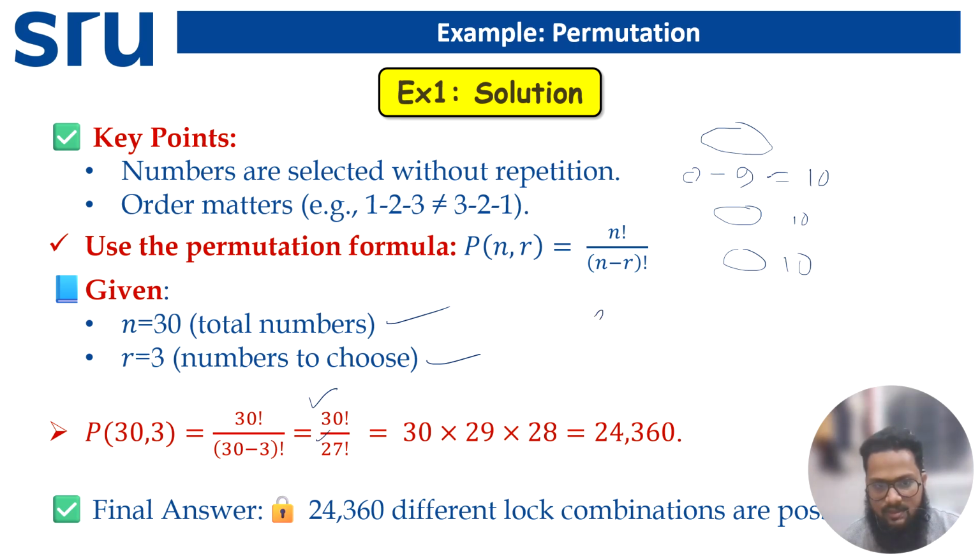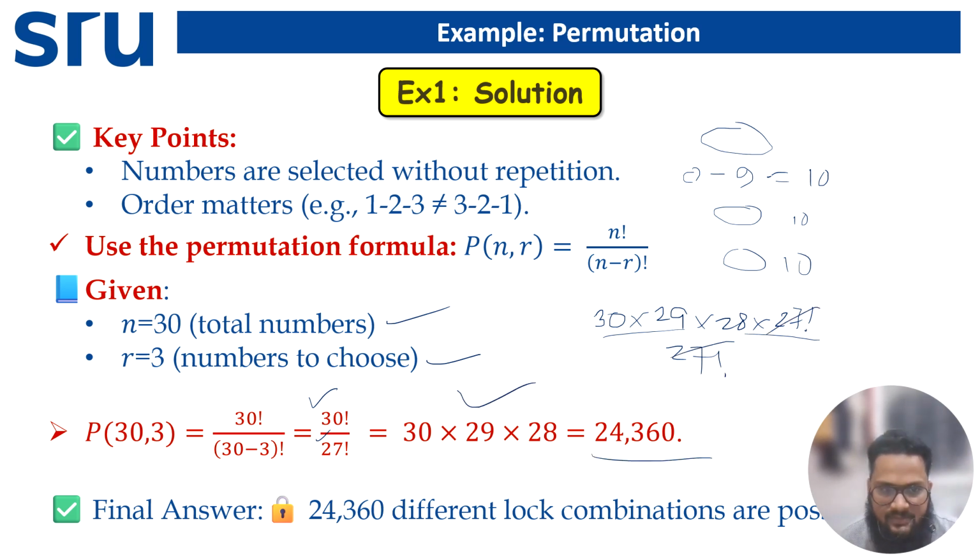You can see 30 factorial means 30, 29, 28, and then the remaining part is nothing but 27 factorial. It will be cancelled out. So the final answer will be this one, right?